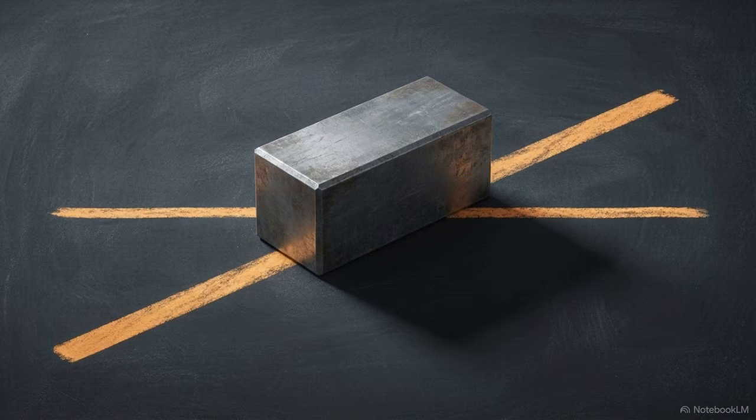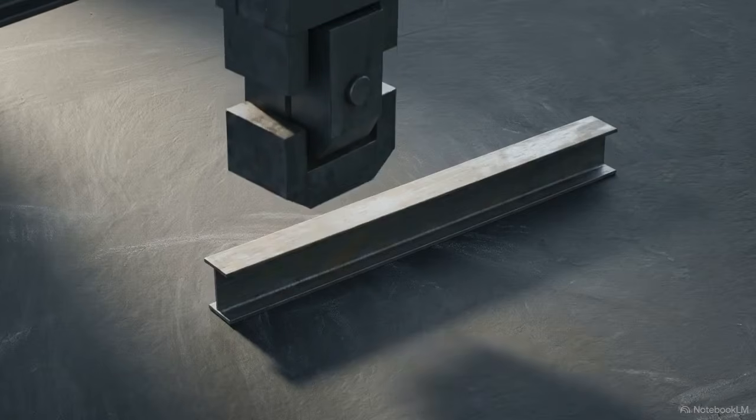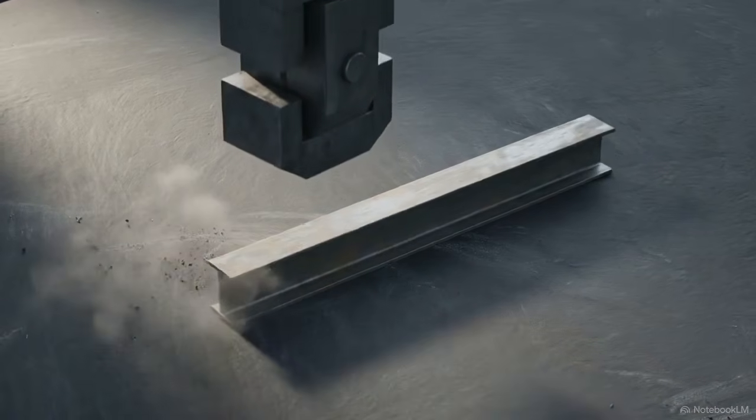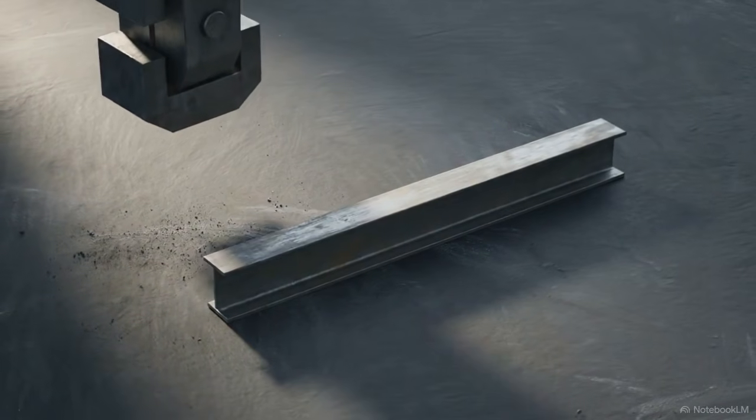Because concurrent systems act on a single point, they govern translational movement. This allows us to focus entirely on solving for magnitude and direction. Complexity increases with non-concurrent forces, where the lines of action do not intersect at a common point. Applying forces at different structural locations induces both translational motion and a twisting rotational moment on the rigid body.